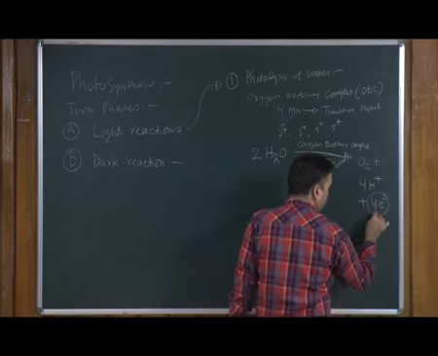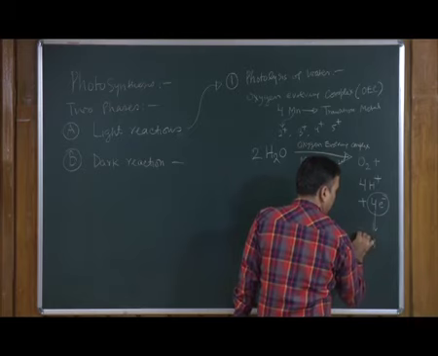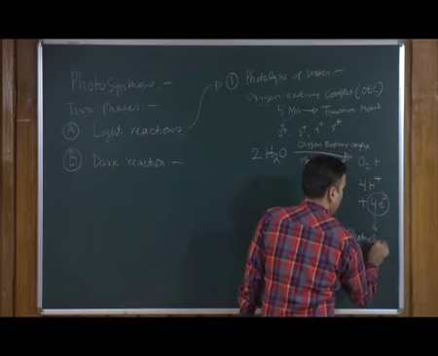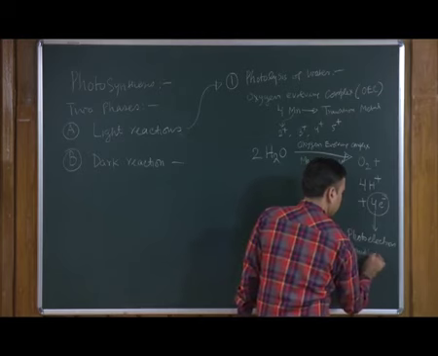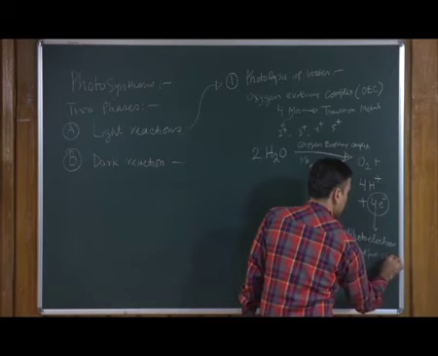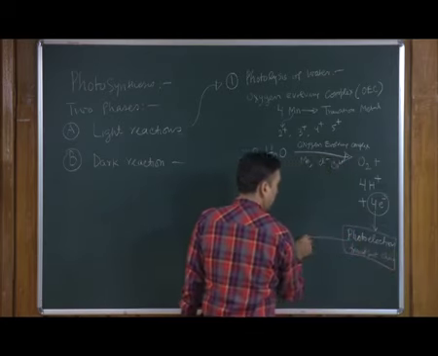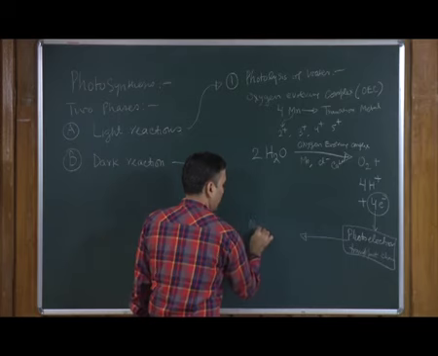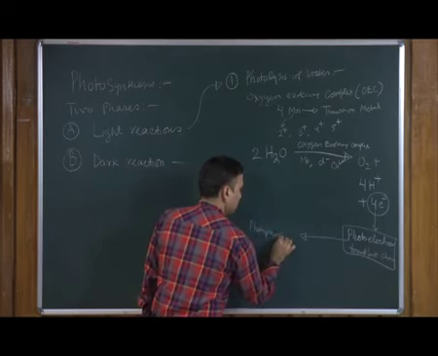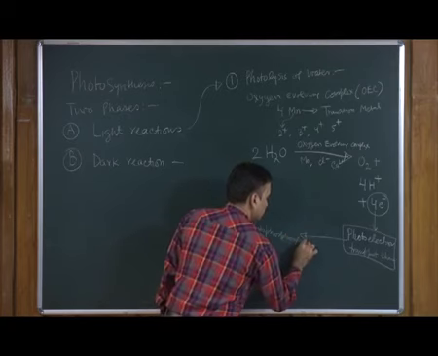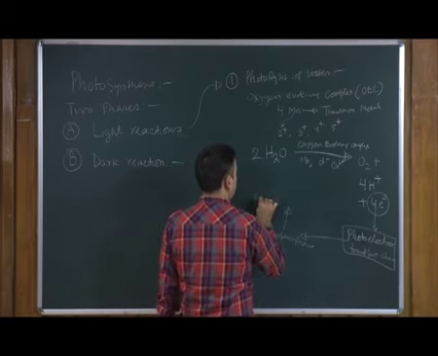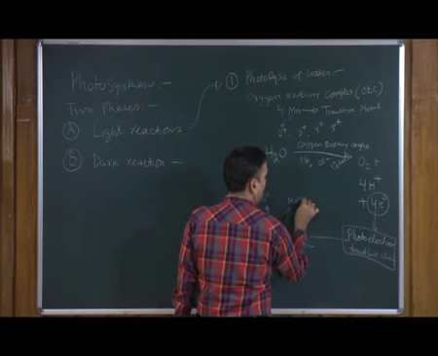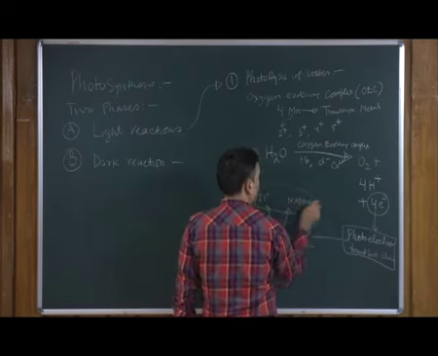These are the 4 molecules of electrons which will go into the photoelectron transport chain, and by doing so it will do the photophosphorylation, and with the help of photophosphorylation it will produce the ATP and it will produce the NADPH. So, that is the second step.